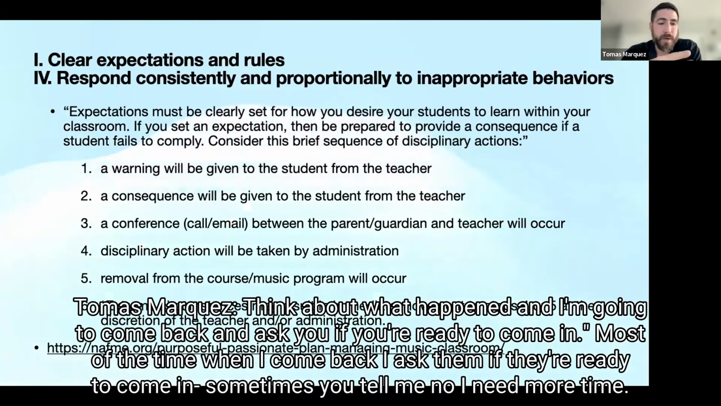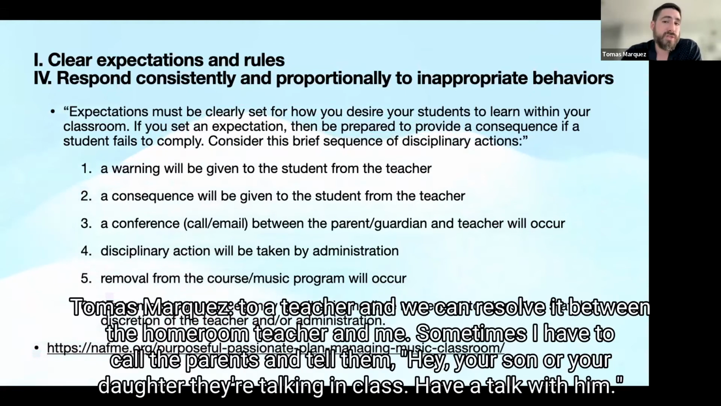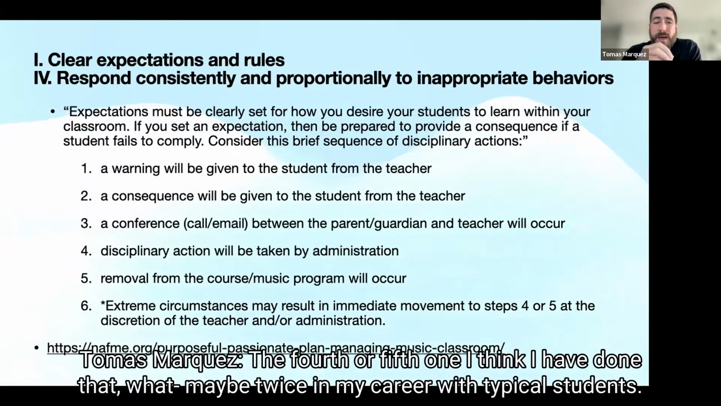Most of the time, when I come back and ask them, they're ready to come in. Sometimes they tell me, no, I need more time. And after that, he's okay to come back to the classroom. If that keeps going and going, then I may have to talk to a teacher, and sometimes we can resolve it within the homeroom teacher. And sometimes I have to call the parents and tell them, hey, your son, your daughter, is talking in class, have a talk with him. The fourth and fifth one, I think I have done that maybe twice in my career with typical students.